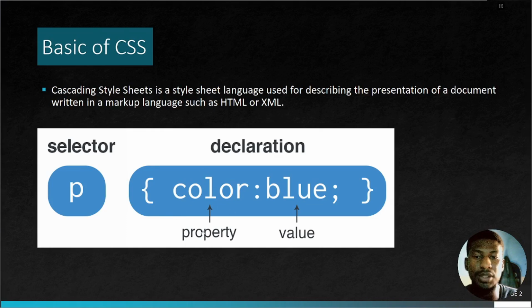Then you've got the property there, which is color. Then you have the value, separated by a colon. Then you close it with a semicolon, right? Then at the end, you have a closing curly bracket like that. So this is the declaration part, and this is the selector. This is the syntax that we use for CSS, right?